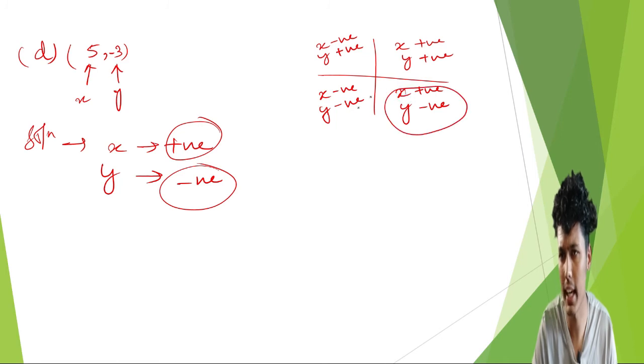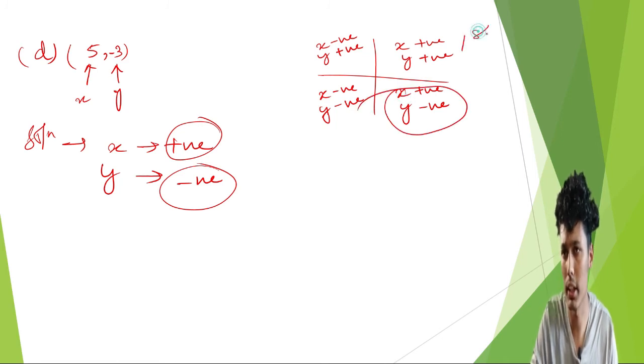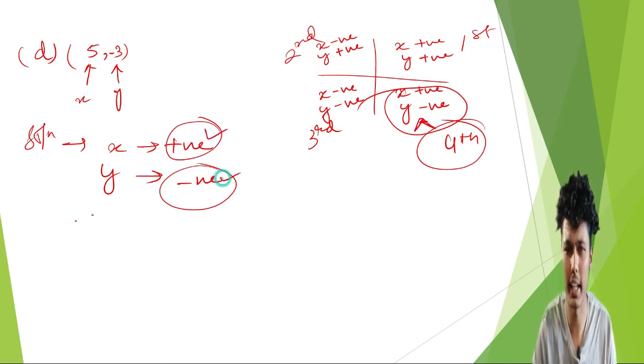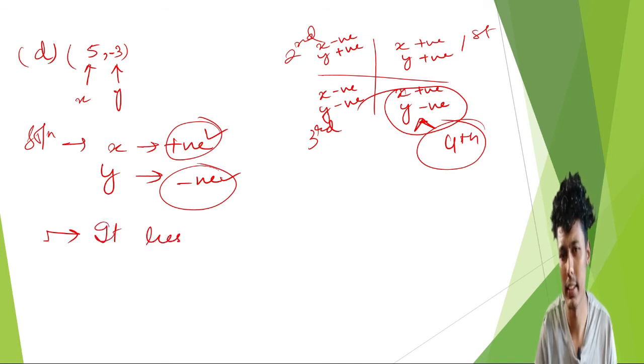X is positive, y is negative, so it is the first quadrant, second quadrant, third quadrant, fourth quadrant. In the fourth quadrant you can see that x is positive and y is negative. So we can write down that it lies in the fourth quadrant.